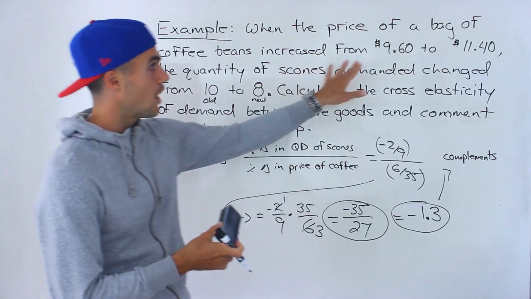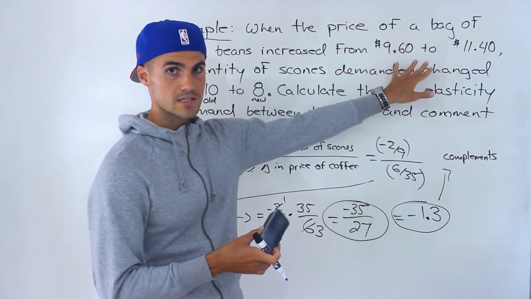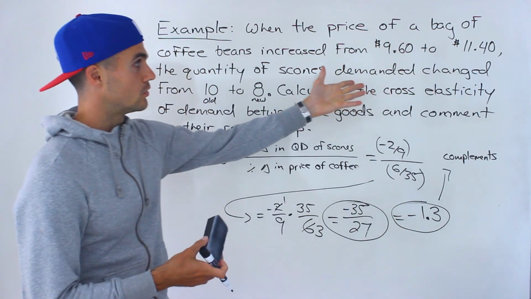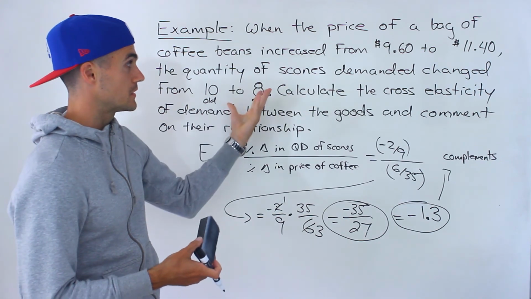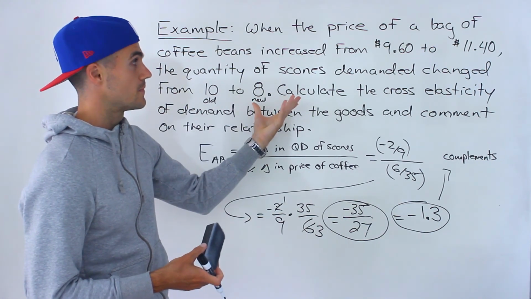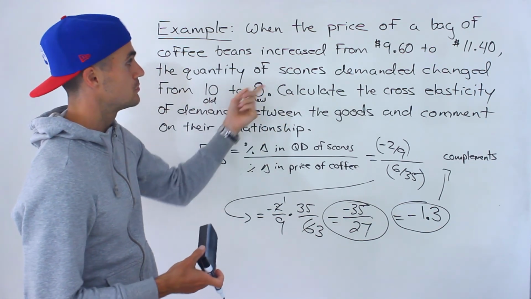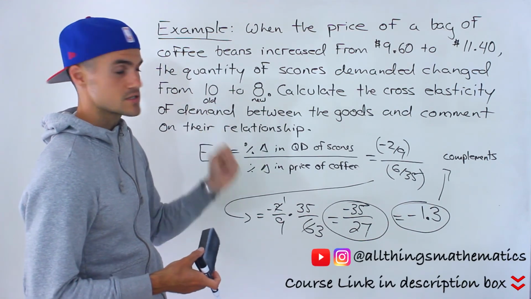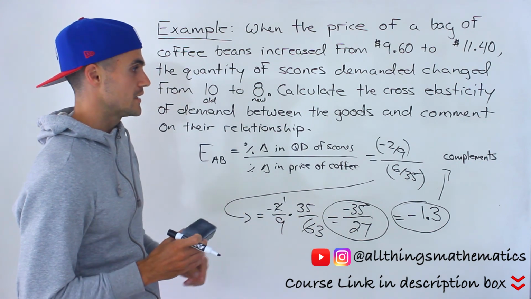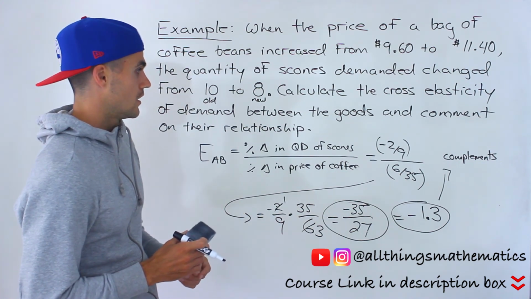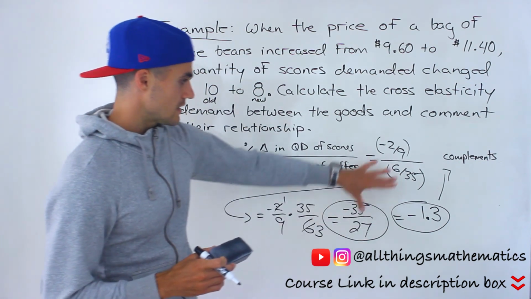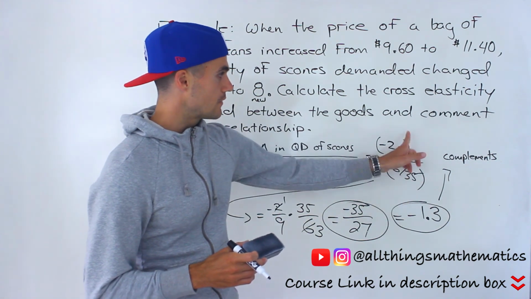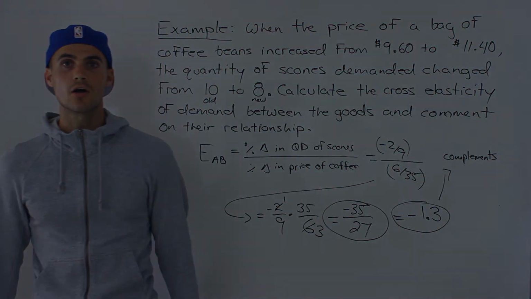So if the price of coffee increases, fewer people would be buying complements to that coffee as well. Fewer people would be getting scones, so the quantity demanded would decrease. That intuitively makes sense as well. All right, so this here is the cross elasticity of demand, and the relationship between the goods is that they are complements.